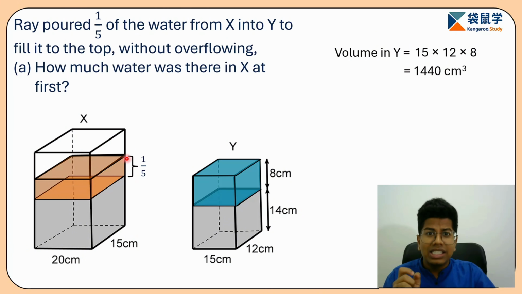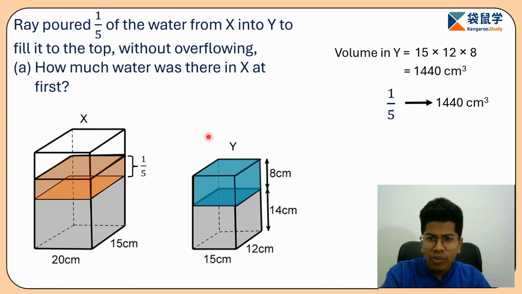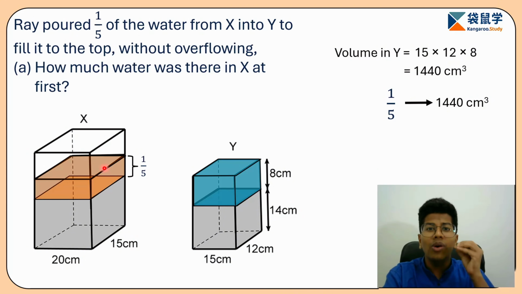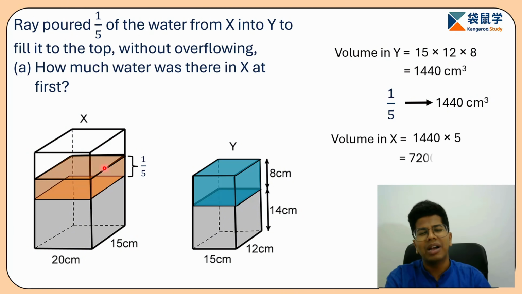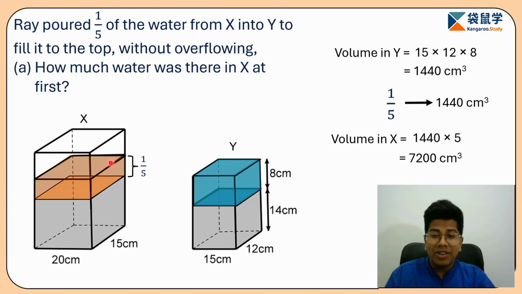And is this the complete X or just 1/5? It's just 1/5 of X. This means this 1/5 corresponds to this 1440. Can I find out what was the volume at first? Yes, if 1/5 represents 1440, then the entire volume is 5 parts. So it's simply volume in X is 1440 times 5, which is equal to 7200 centimeter cube. So here we know the volume that X had at first. It had 7200 centimeter cube. This completes our first part of the question.